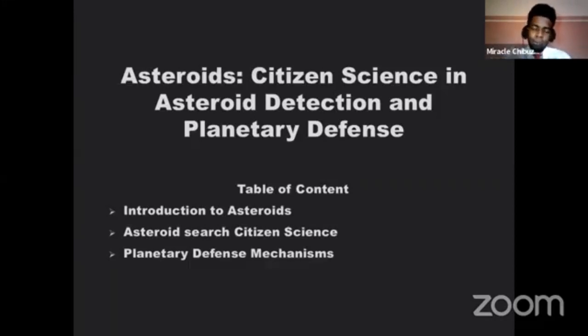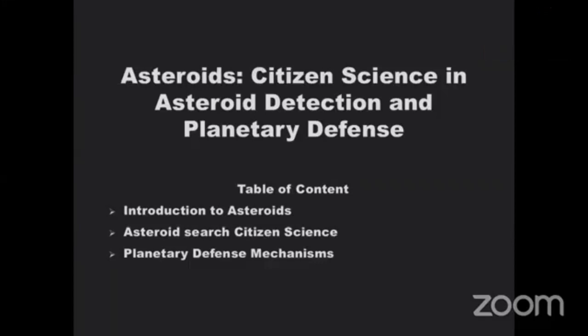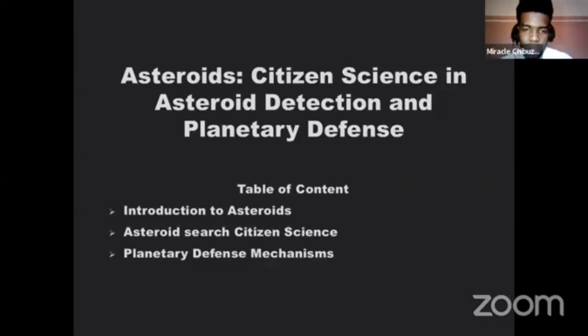So I'm going to give a lecture on these asteroids that we research, and also talk about the asteroid search citizen science, and also talk about planetary defense mechanisms.